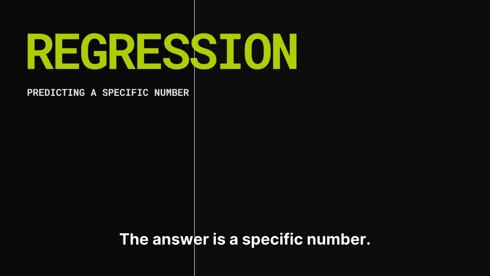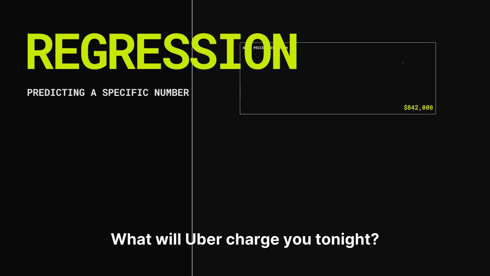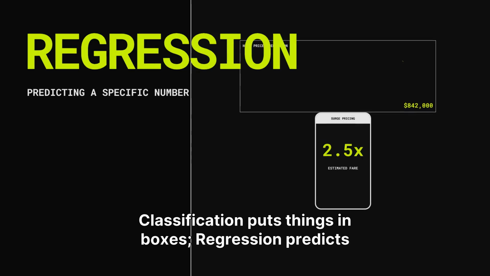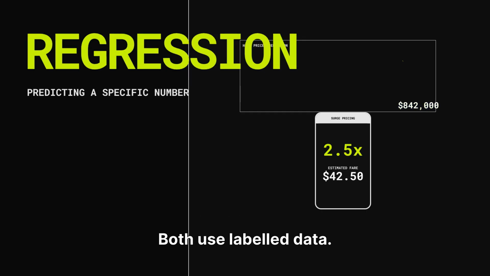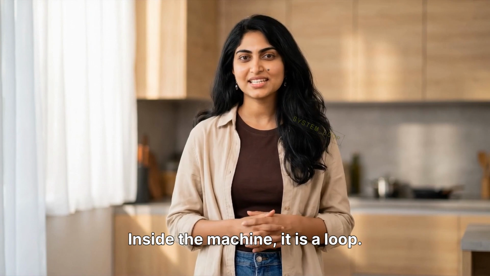Job 2, regression. The answer is a specific number. What will this house sell for? What will Uber charge you tonight? Classification puts things in boxes. Regression predicts a number. Both use labeled data. Both are supervised learning.